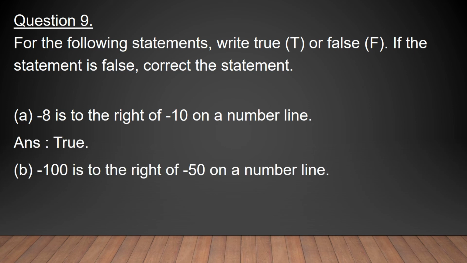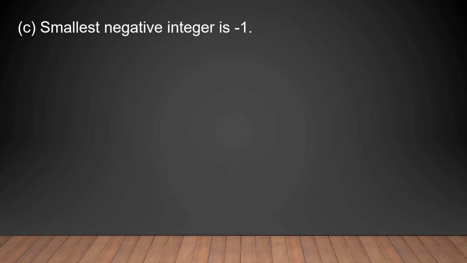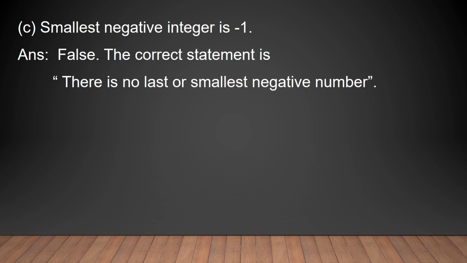Next part, minus 100 is to the right of minus 50 on a number line. This statement is false. The correct statement is minus 100 is to the left of minus 50 on a number line. Next part is smallest negative integer is minus 1. This statement is false. The correct statement is there is no last or smallest negative number.